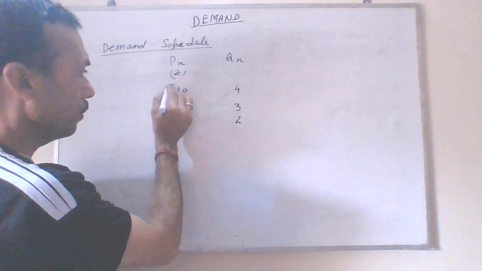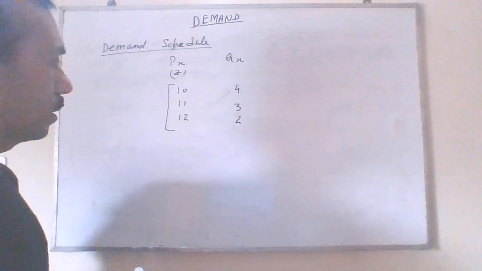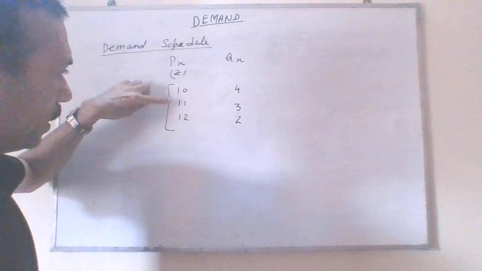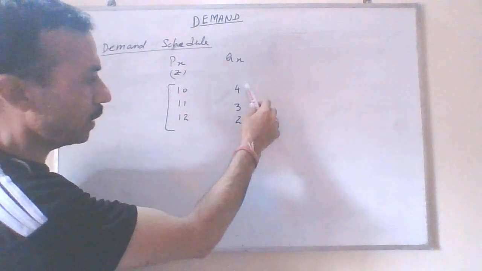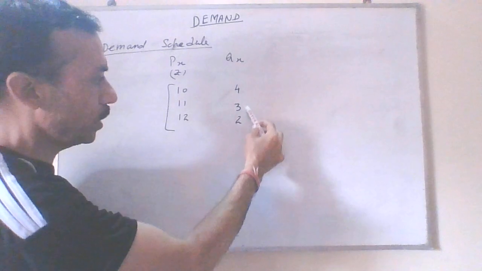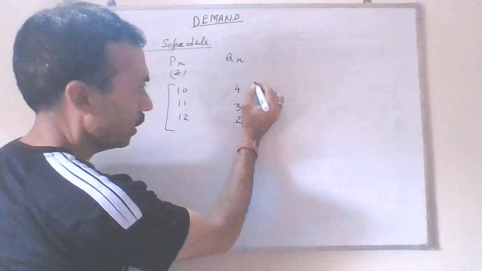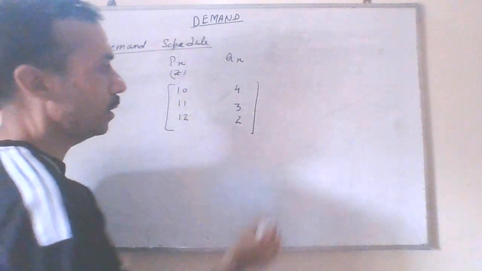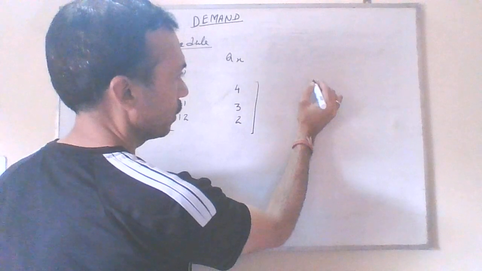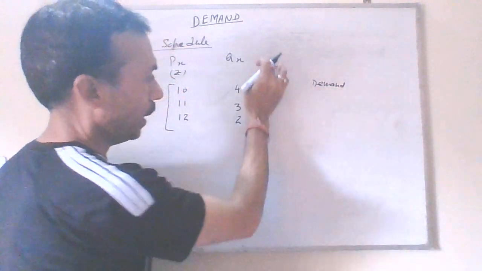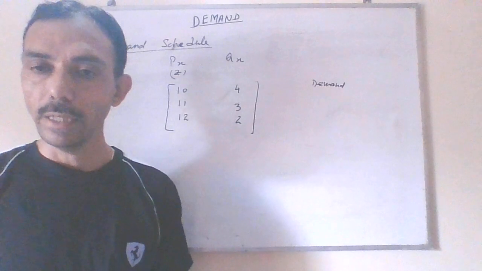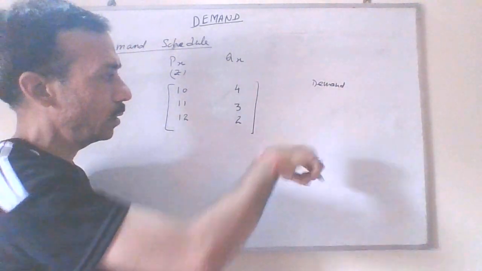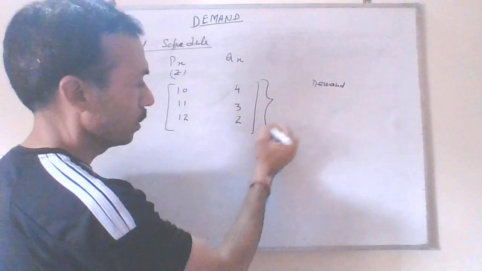So this is the period of time. At a given period of time, the price of commodity X is 10, 11, 12. The quantity demanded by the consumer is 4, 3, 2. So the schedule, the relation between the various possible prices and quantities of a commodity, is known as demand. This entire schedule, at a given period of time, with the quantities the consumer demands, is known as demand.